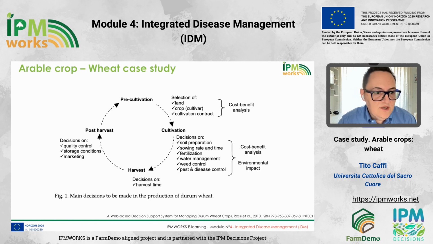Crucial decision about the harvest time. The proper maturation is impacting the yield, particularly the quality of wheat. And of course, maybe not for the growers, but after the harvest, we have a lot of quality checks, storage conditions and marketing aspects that must be taken into consideration.